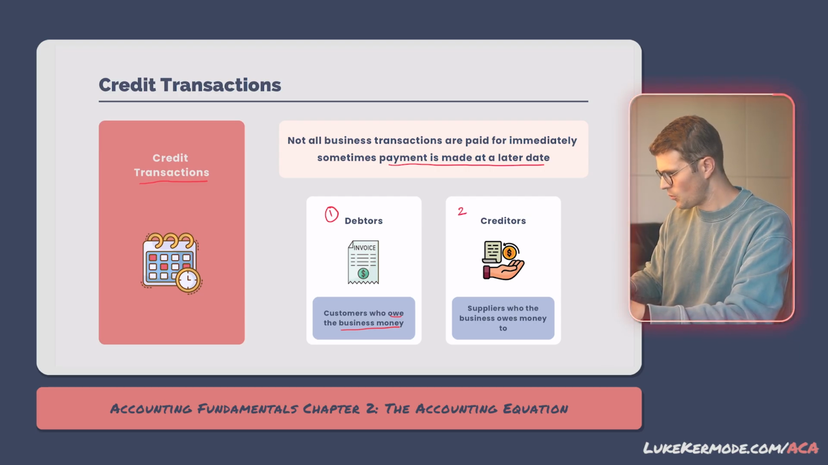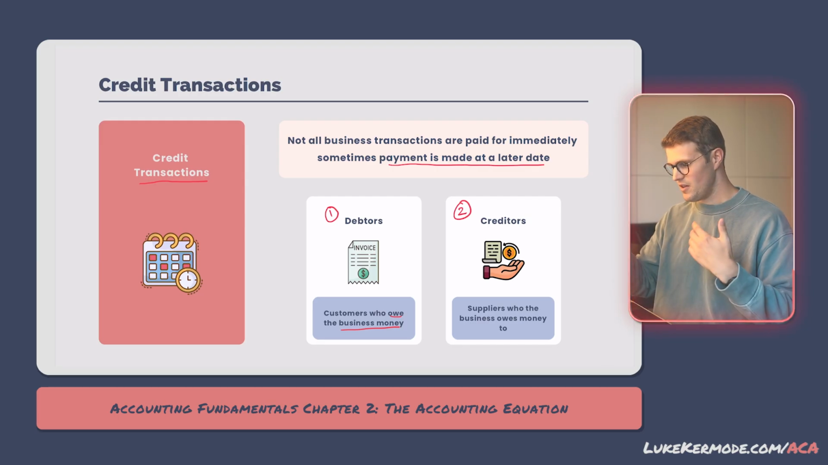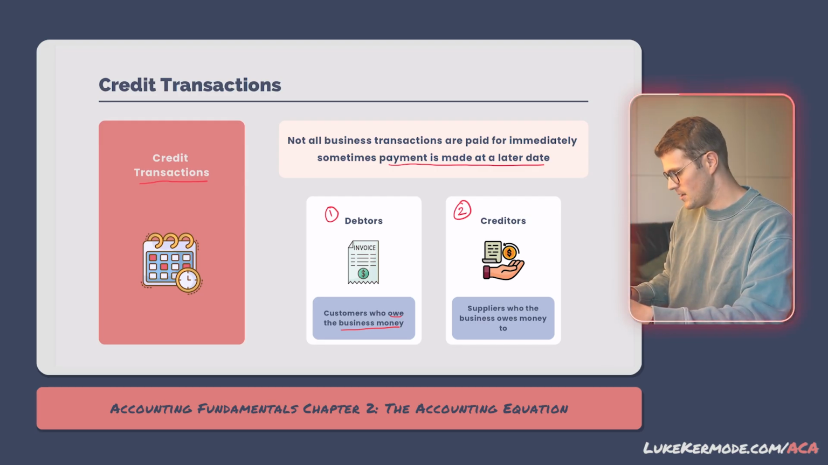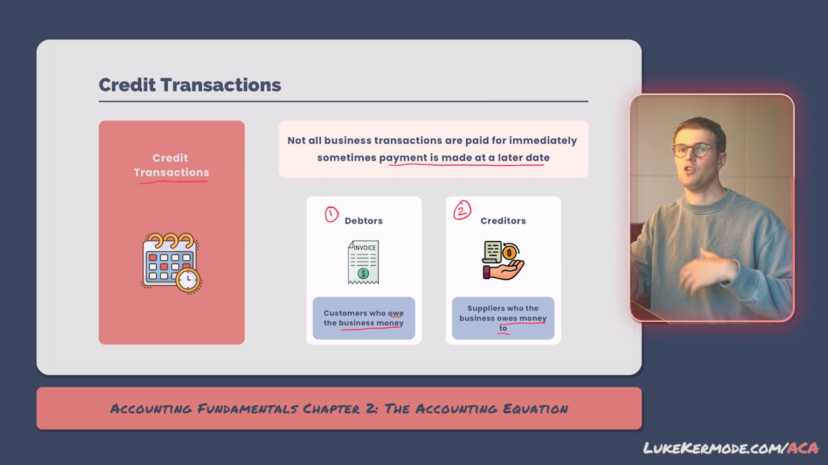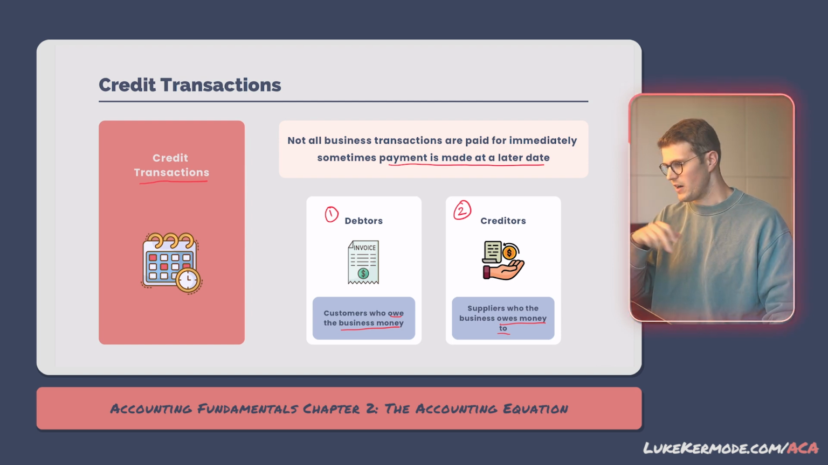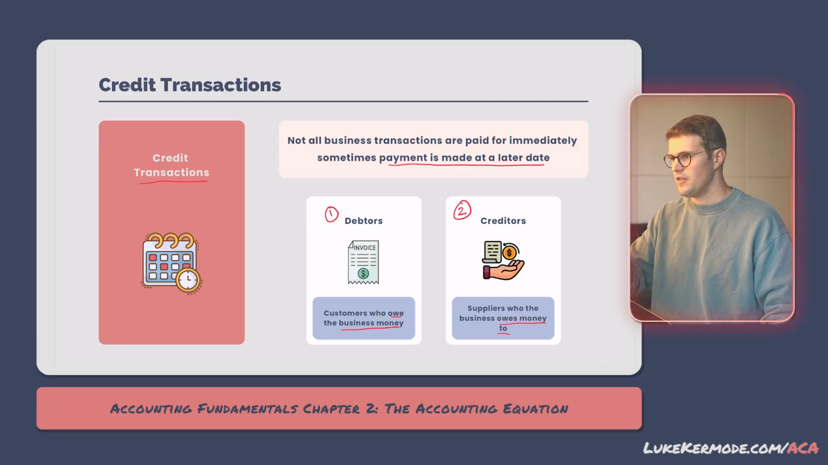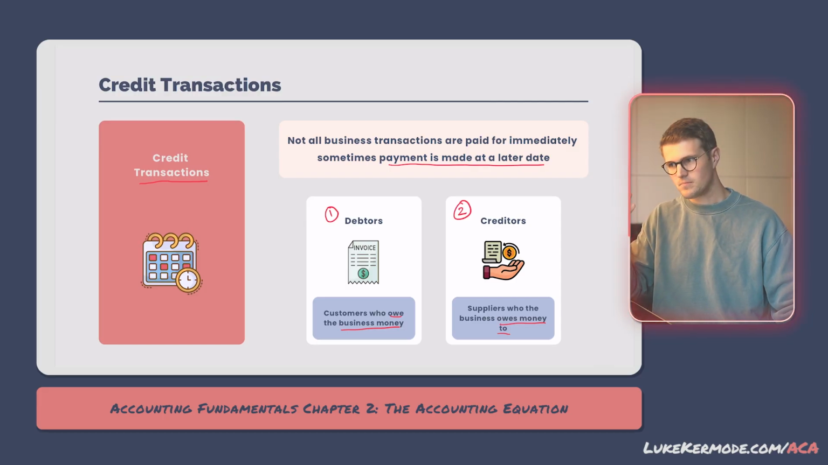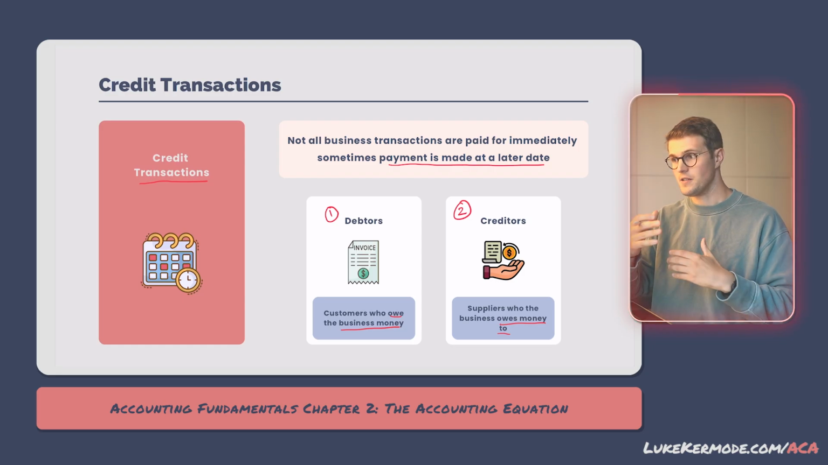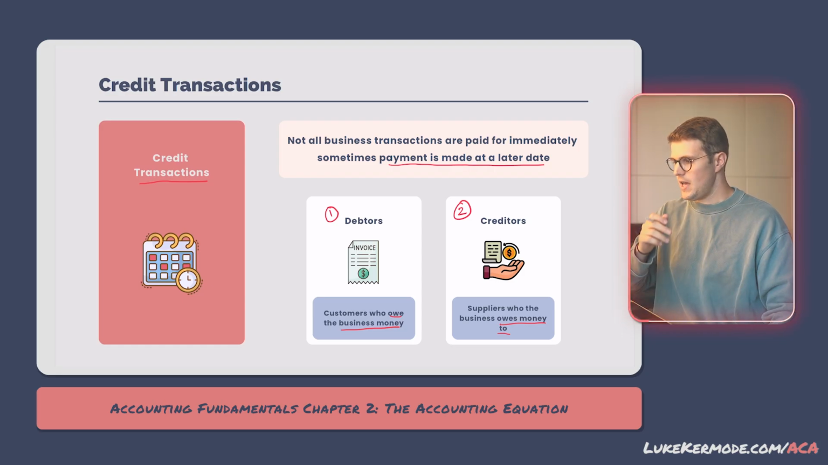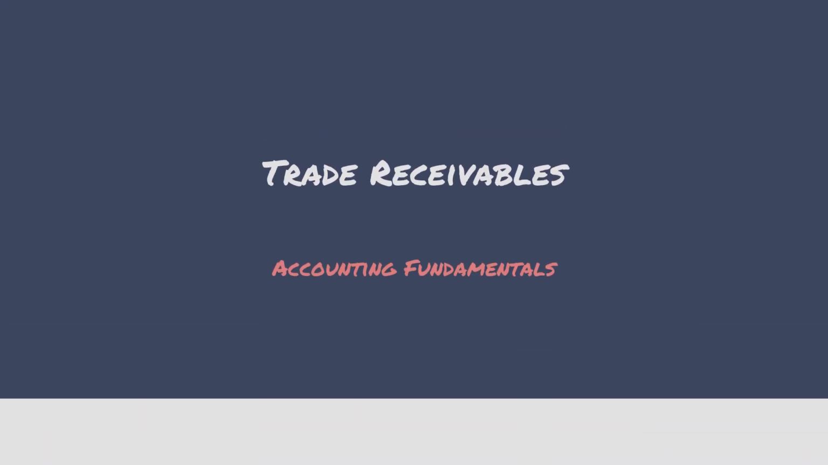Secondly, we have creditors or trade payables. These are the suppliers to whom the business owes money for goods or services it's received but not yet paid the cash for. Creditors are recorded as liabilities, and they're future amounts the business is committed to paying. Understanding how credit works and how debtors and creditors fit into the accounting equation is really important for tracking the financial health of a business.